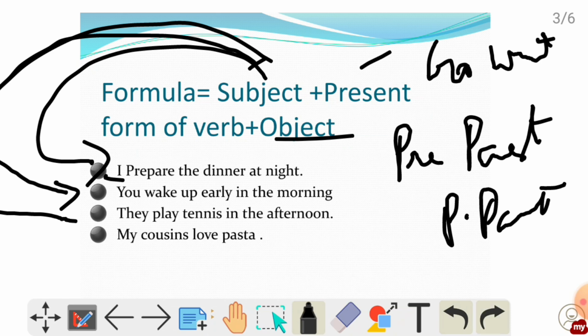So just like this, I have the first example. I is the subject, then prepare is the present form of verb, and then object, the dinner. Now what is object? Object is the work that is done actually, right? You're preparing what? The dinner. That is the object. You wake up early in the morning, they play tennis, right? So what they play? Tennis. My cousin loves what? Pasta. That's how it is. So these are the objects here. So this is the formation: subject, present form of verb, and object.